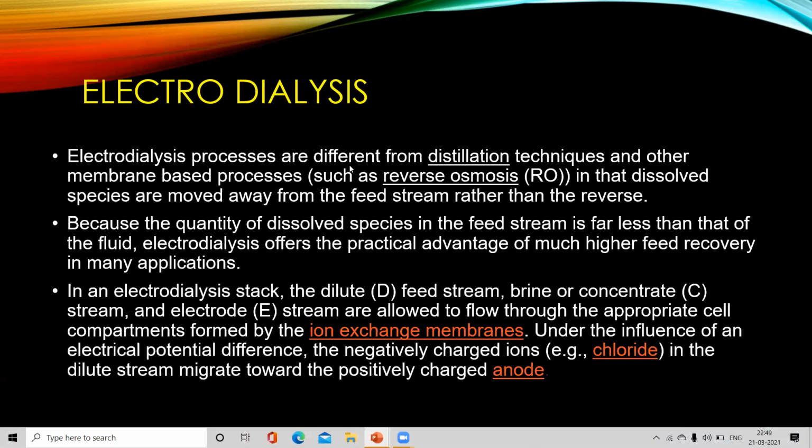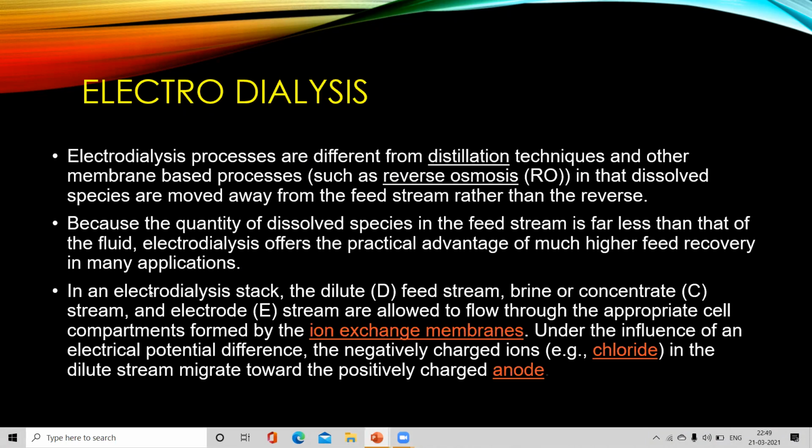Electrodialysis processes are different from distillation techniques and other membrane-based processes like reverse osmosis, in that dissolved species are moved away from the feed stream rather than the reverse. Because the quantity of dissolved species in the feed stream is far less than that of the fluid, electrodialysis offers the practical advantage of much higher feed recovery in many applications, like filtration of water, etc.